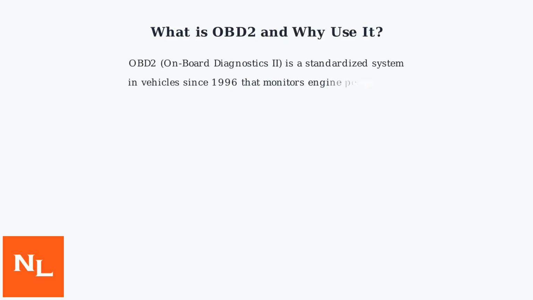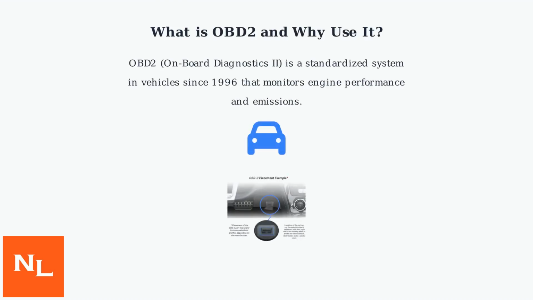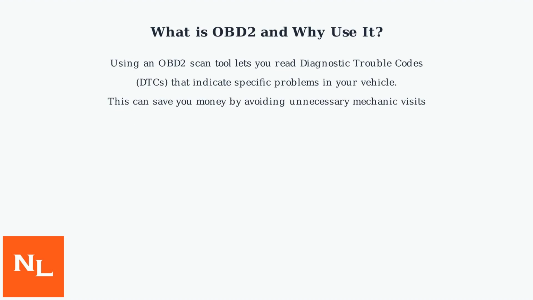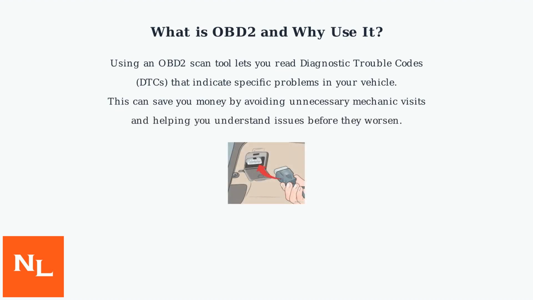OBD2, which stands for Onboard Diagnostics 2, is a standardized system built into vehicles manufactured since 1996. This system continuously monitors engine performance, emissions, and other key vehicle functions. Using an OBD2 scan tool allows you to read diagnostic trouble codes, or DTCs, which are specific codes that point to problems in your vehicle. By checking these codes yourself, you can save money on mechanic visits and address issues before they become more serious.